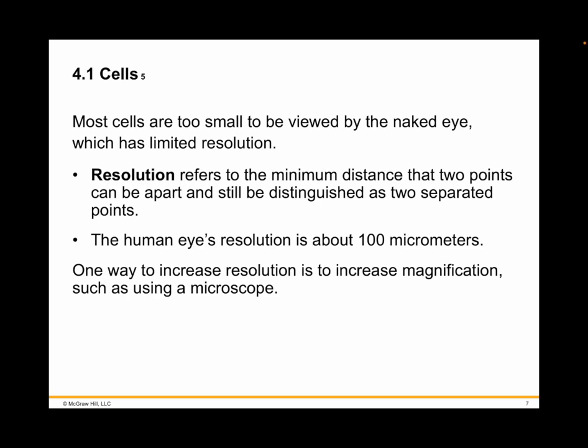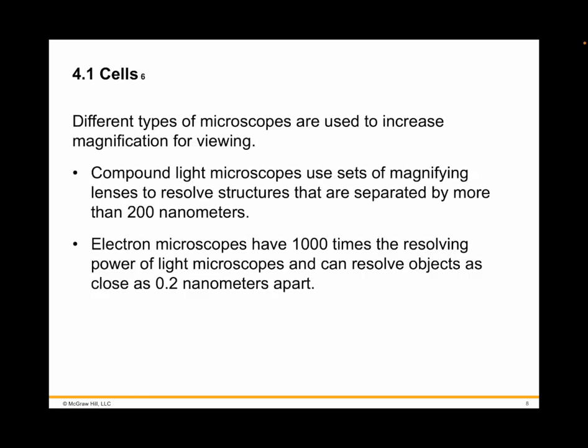To avoid this, we use a beam of electrons rather than a beam of light. Electrons have a much shorter wavelength, and a microscope employing electron beams has 1,000 times more resolving power than that of a light microscope. So that is why the electron microscope can see much more than merely what can be seen with a light microscope.